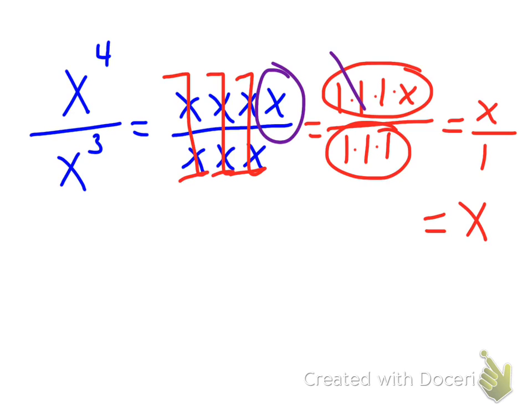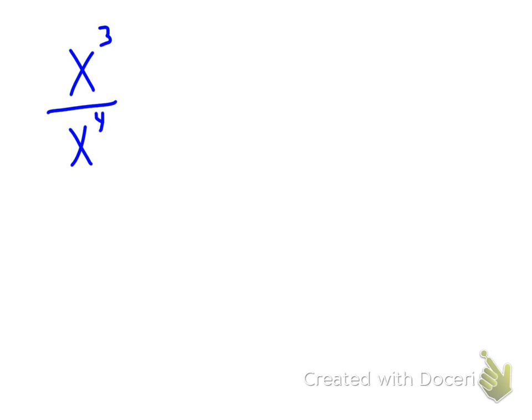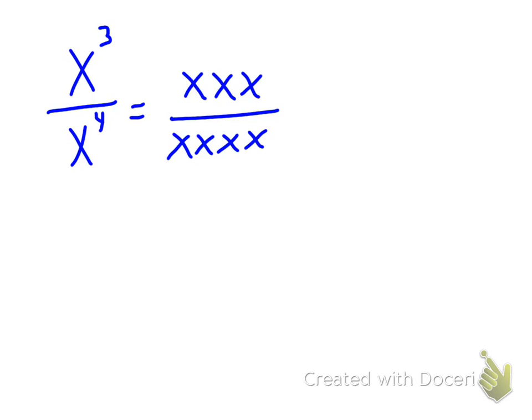For future problems, I'm going to skip this step right here because I just wanted to show what happens with all the variables, but we really don't need that step. So in the next problem, x to the third divided by x to the fourth. I have the same type of numbers as the last one. I've just flipped them, used the reciprocal. So again, the numerator, x to the third, that's the same thing as x times x times x. The denominator, x to the fourth, will be 4 x's multiplied together. So it looks like that.